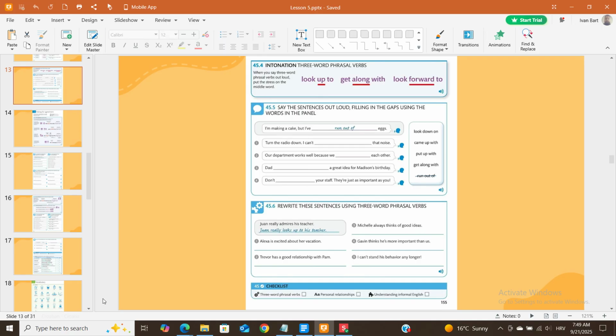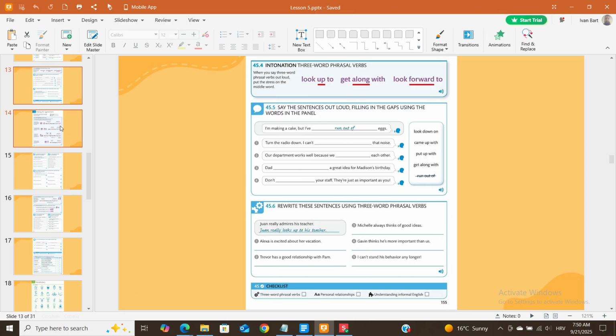45.6 Rewrite these sentences using three-word phrasal verbs. "Wan really admires his teacher." "Wan really looks up to his teacher." "Alexa is excited about her vacation." "Trevor has a good relationship with Pam." "Michelle always thinks of good ideas." "Gavin thinks he's more important than us." "I can't stand his behavior any longer." 45 Checklist: three-word phrasal verbs are personal relationships, understanding informal English.